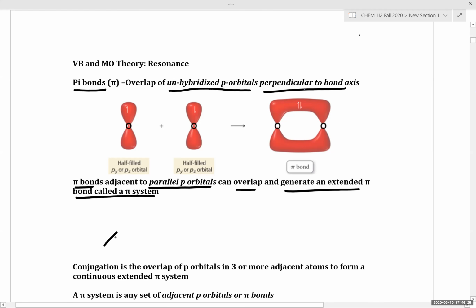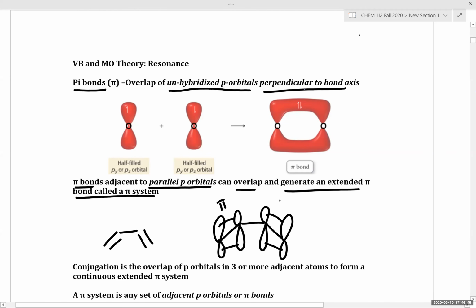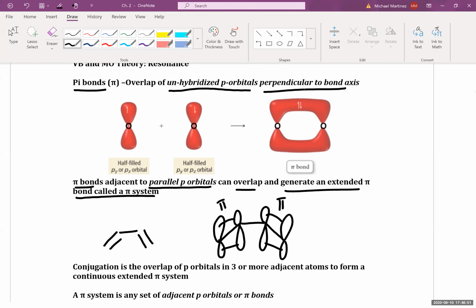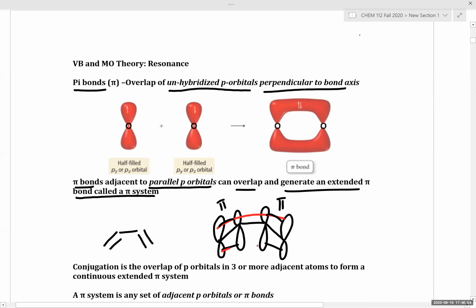So for example, if we have adjacent double bonds, the p orbitals which are engaging in a pi bond can potentially overlap with parallel p orbitals engaging in adjacent pi bonds. And in turn, the overlap of these adjacent p orbitals can generate what is known as a pi system, which is a series of parallel adjacent p orbitals overlapping.